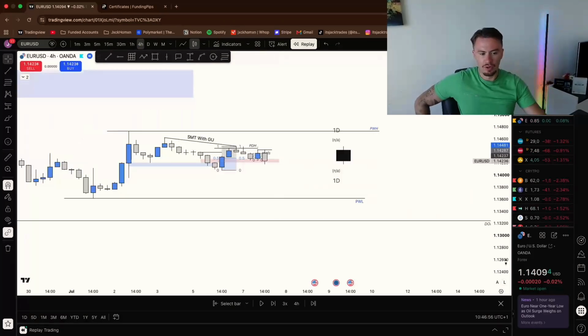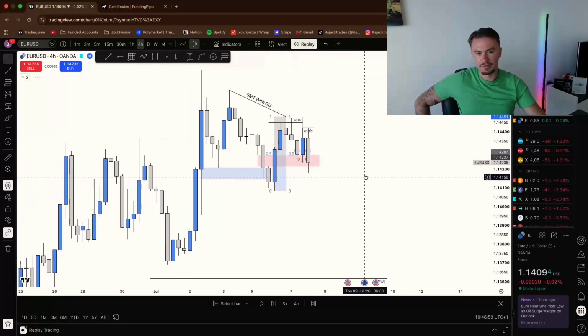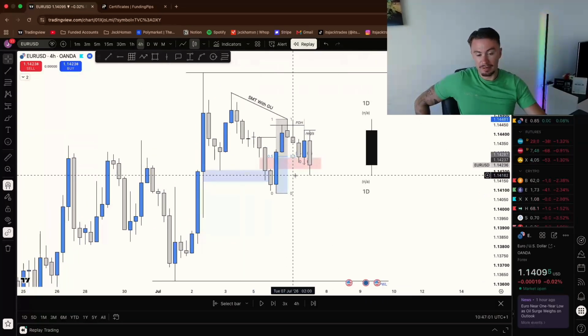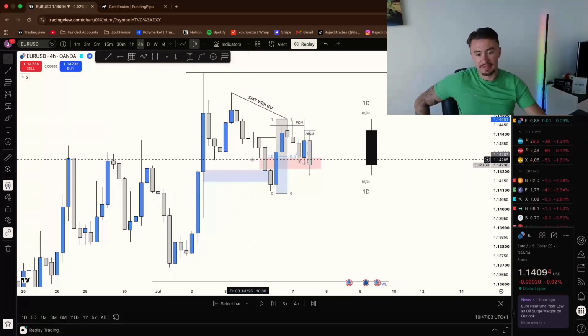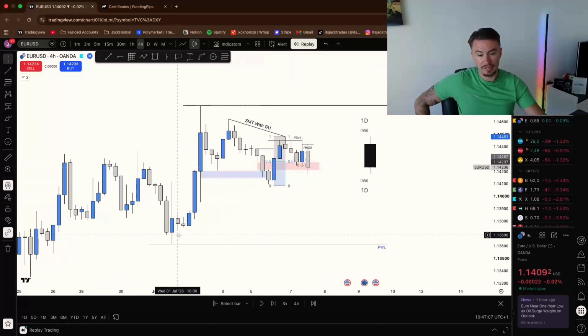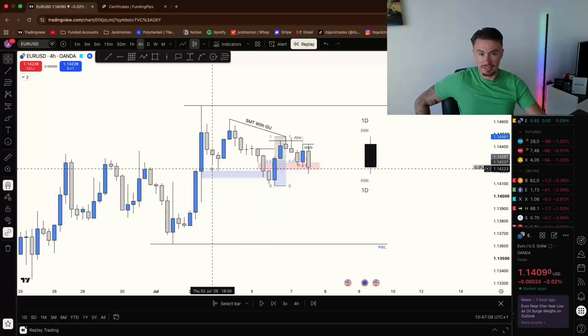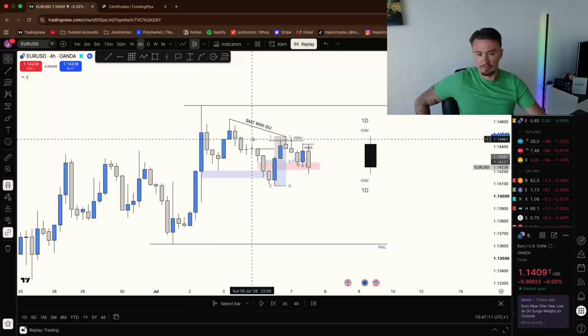Now, one thing that also maybe made me want to take the long was the fact that we didn't cause a 4 hourly change in state of delivery. Okay, so we wouldn't get that down here. This to me is just internal, which is irrelevant for me.